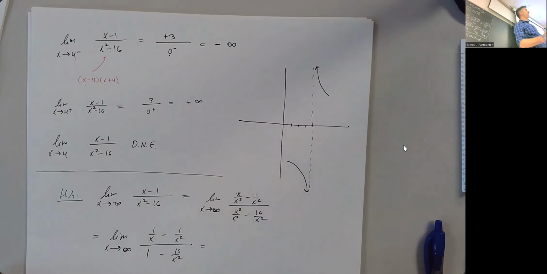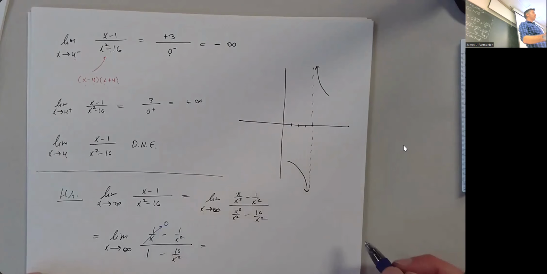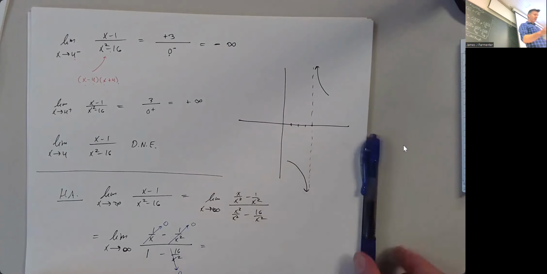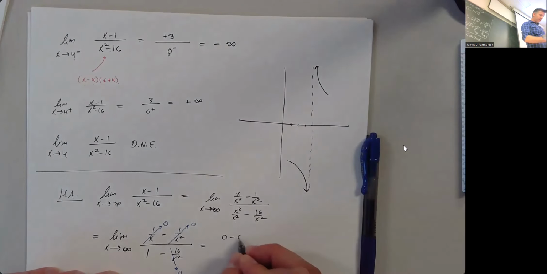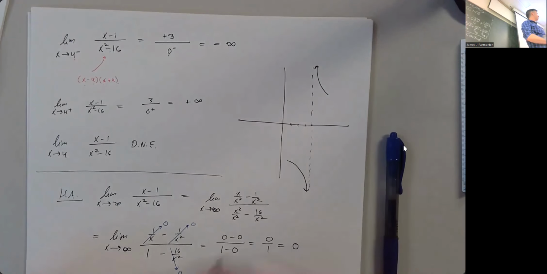So now as x goes to infinity, what happens to 1 over x? Goes to 0. 1 over x squared goes to 0. 16 over x squared gets closer and closer to 0. And we're left with 0 minus 0 over 1 minus 0, which is equal to 0 divided by 1, which is equal to 0. Right, how many times does 1 go into 0? Oh, yeah, 0 times. 0 divided by a number is totally fine. It's when you have division by 0 that we have a problem.